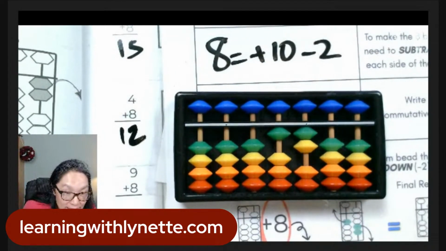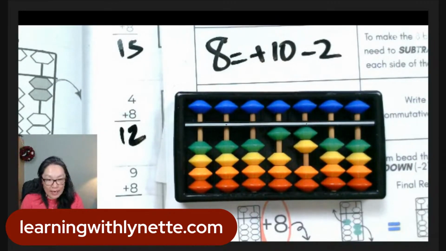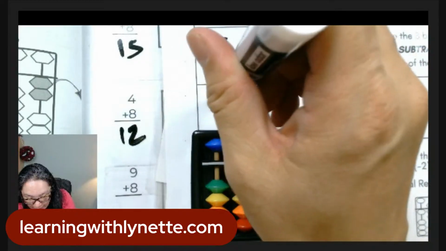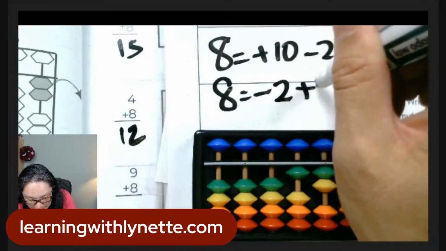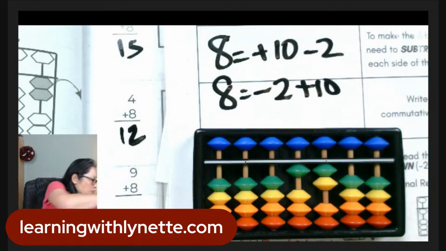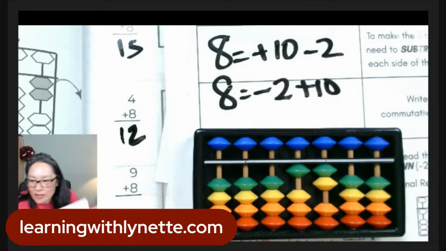Oh, thank you. Yes, you're absolutely right. 10 minus the 10 plus the 2. We can rewrite it. We can do 8 is equal to minus the 2 plus the 10. This is what we call commutative property. I just, there's all these terminologies that make me mad.